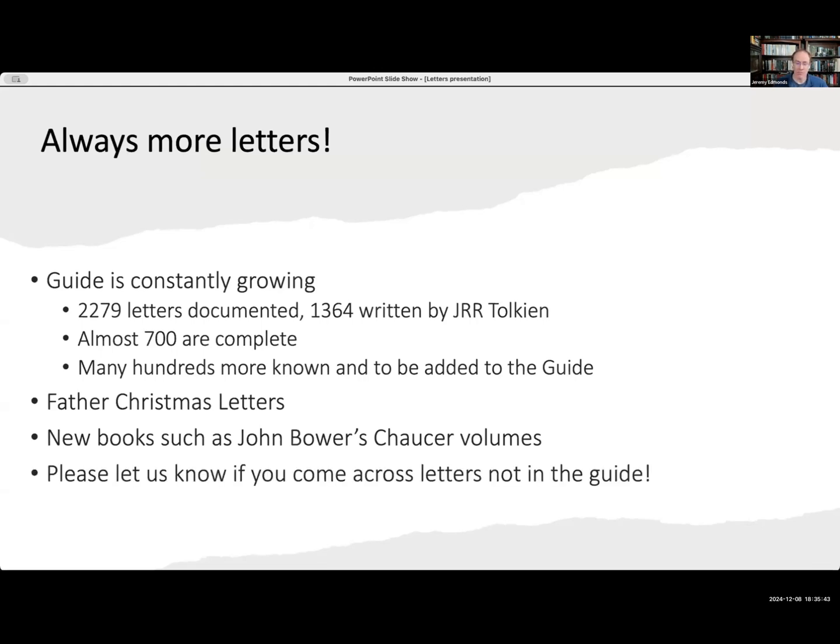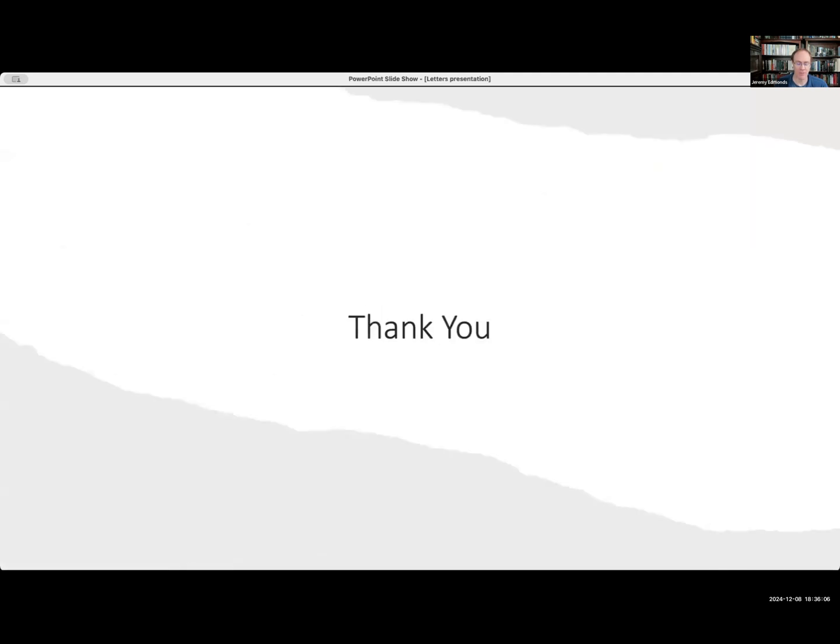And of course, to close out, as always, there's so many more letters out there, and it's a team effort, and we have the help of all of you who are discovering letters or more information. We always appreciate the help, and we love what we do, and we hope that you will find it useful and helpful. So thank you.